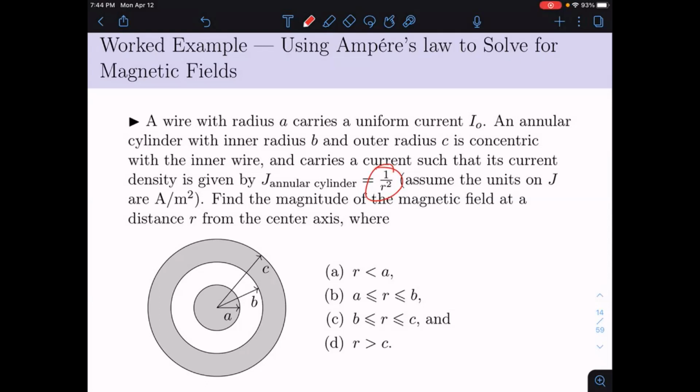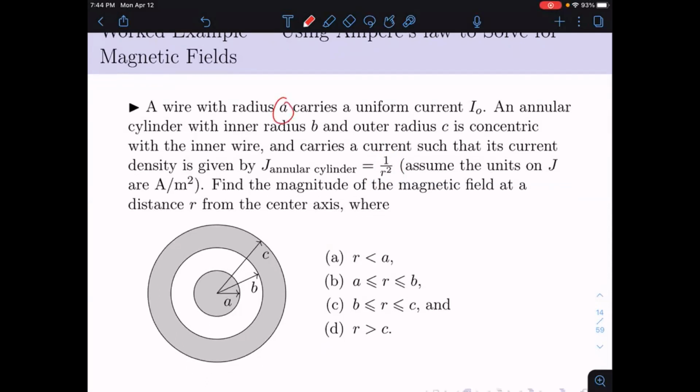Because that's the whole trick. And then it will ask you for a magnetic field at usually a couple different distances or maybe one specific distance in terms of variables. So that's what we're going to do. With this cylinder, we're talking about a wire with radius A specifically carries this amount of current I naught. So that means just this circle right here carries some amount total current of I naught.